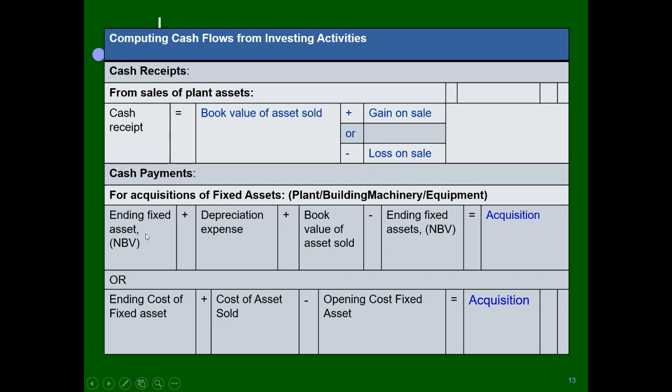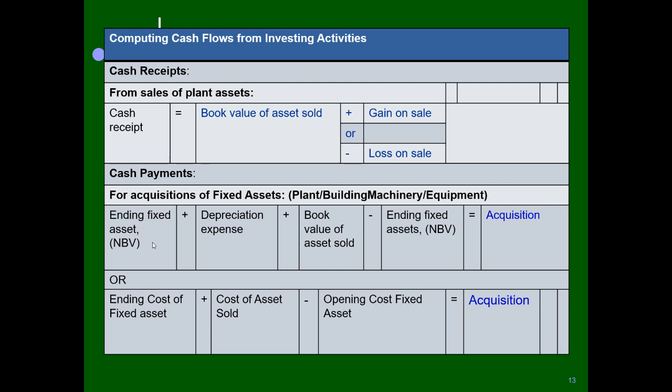Okay, so this could be taken from the previous balance sheet amount of the asset, and then plus the depreciation expense of the current year, and then plus the book value of asset sold. So this one, the ending fixed asset, is actually a total of a few assets, and the depreciation expense is actually a total for a few expenses.